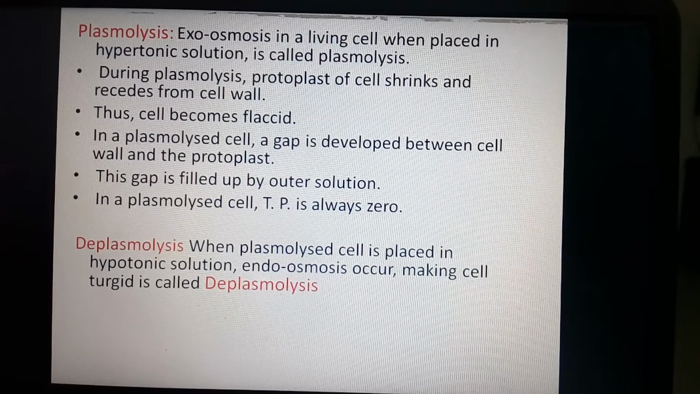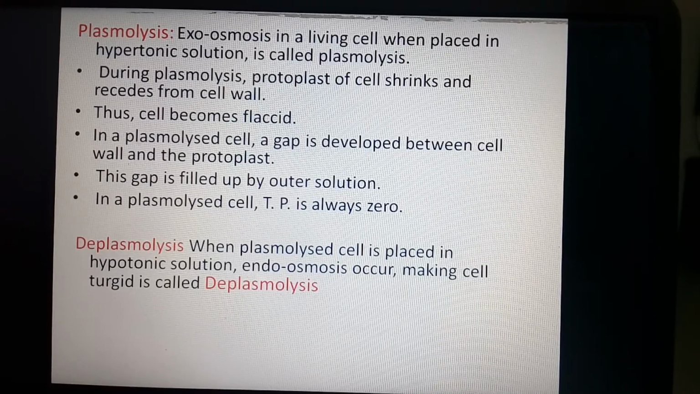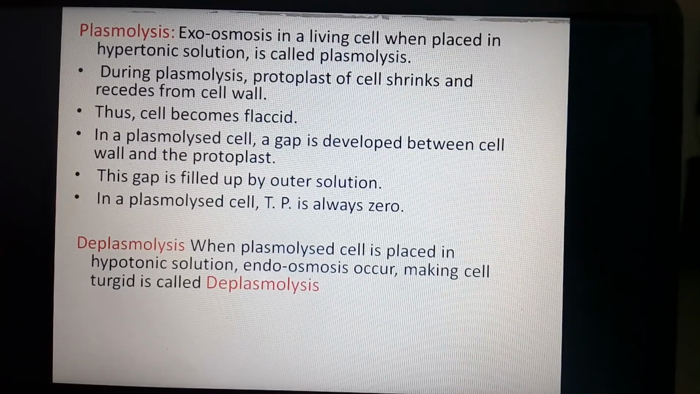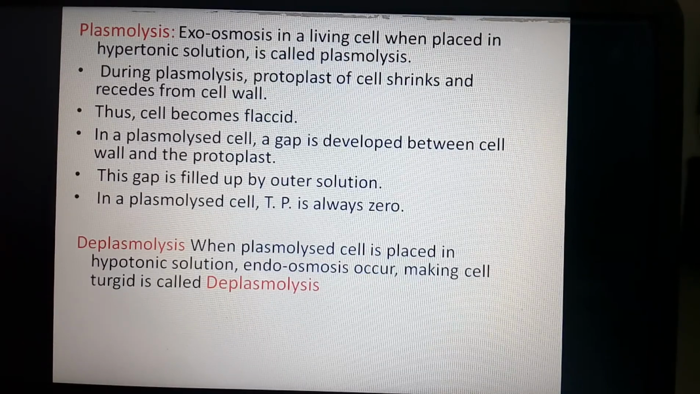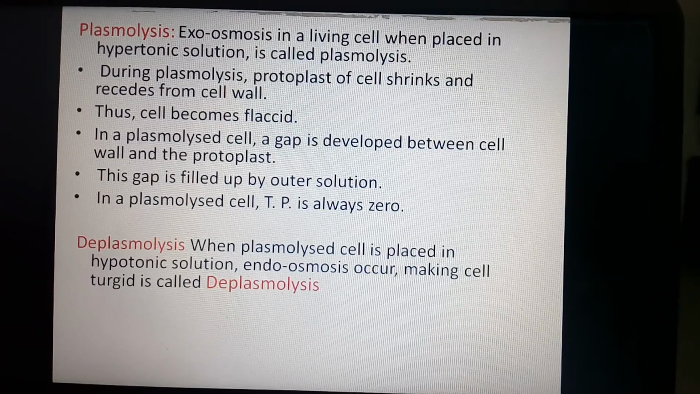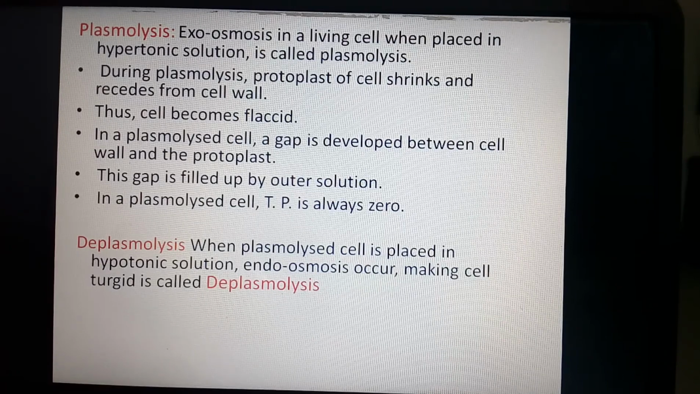We are playing with the same cell because we have taken one living plant cell. This cell is first kept into the hypertonic solution, so it goes for exosmosis and results in plasmolysis. Then this plasmolyzed cell we collect and put into the hypotonic solution. Water from the external medium starts to enter the cytoplasm. It results in endosmosis and the cell becomes deplasmolyzed.